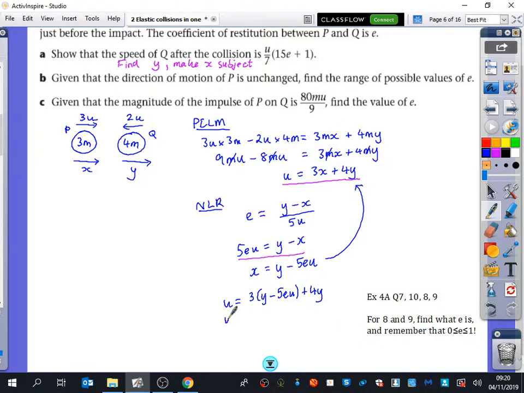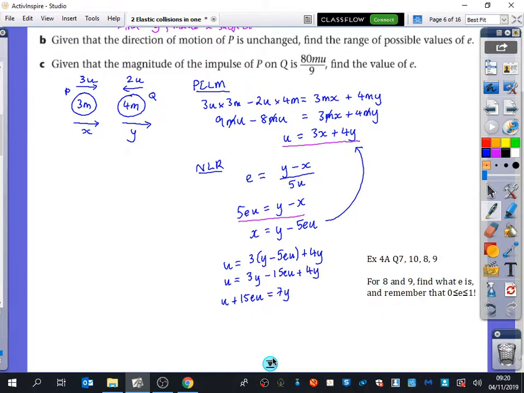So right hand side, what do I need to do on the right hand side here? First, expand. So I'm going to get 3y minus 15EU plus, that's me going ahead, saying what the simplifying bit is going to be. So we get u plus 15EU equals 7y. Yeah, I'm probably not going to divide by 7 just yet. If you look at what the question was saying, the question wanted it to be factorized first. So if I factorize, I get u(1 plus 15e) equals 7y.